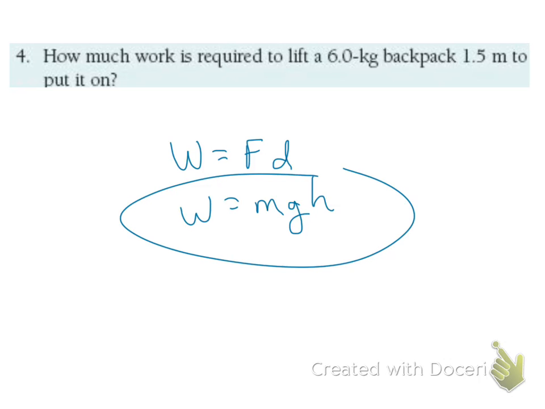Will the g always be 9.8? Yep, the g will always be, on this planet anyway, 9.8 meters per second squared. That's the acceleration due to gravity. Yep.